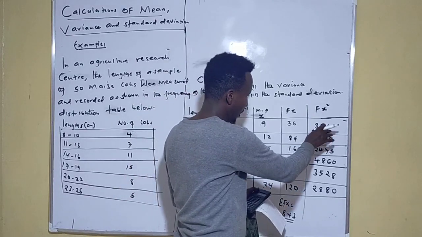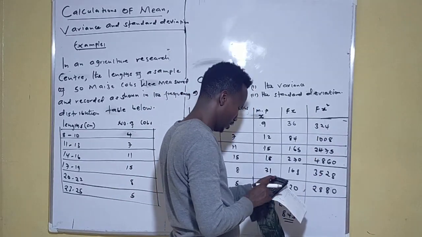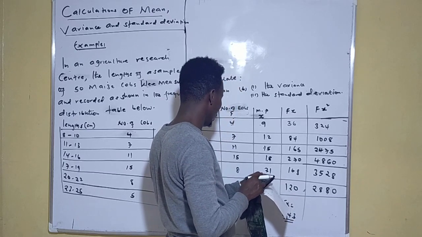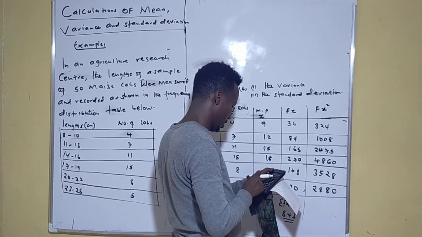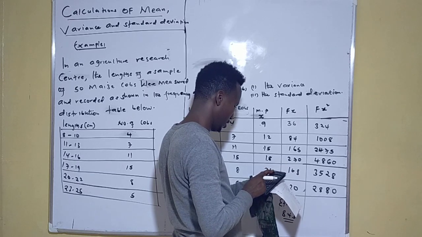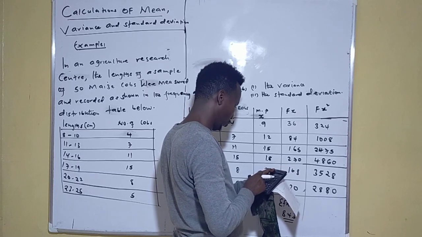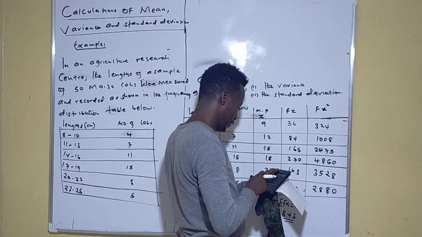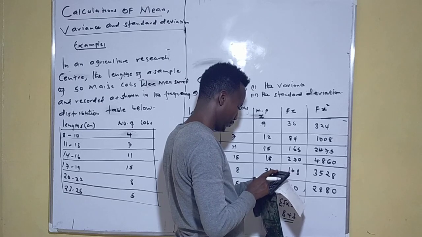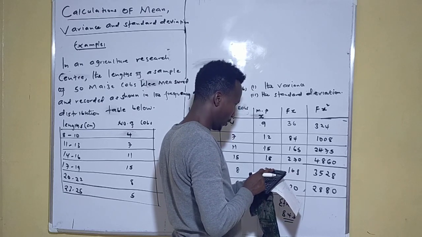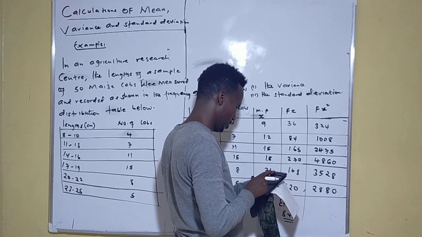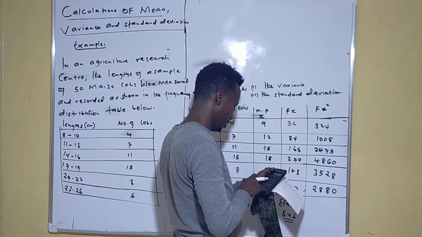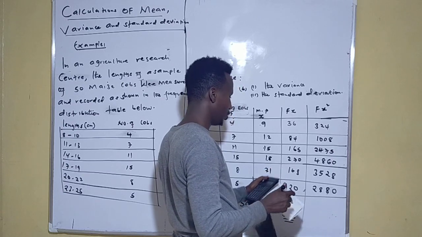Let me also calculate this part, which is 324 plus 1008 plus 2475 plus 4860 plus 3528 plus 2880. So this will give us 15075.